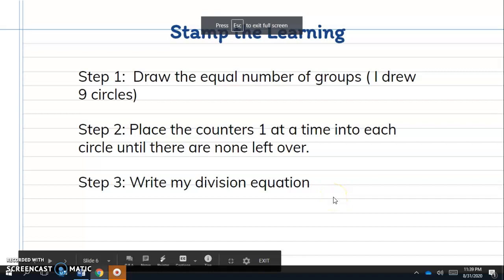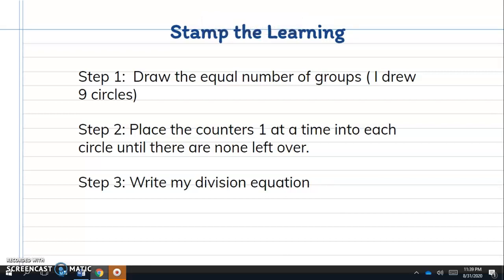Let's stamp the learning. There were 3 steps that I took in order to solve the problem. Step 1, I drew the equal number of groups. I drew 9 circles to represent my 9 bags. Step 2, I placed the counters or my dots one at a time into each circle until there were none left. So I went through and I counted one by one, placing 1 in each bag until there were none left. And third, I wrote my division equation.